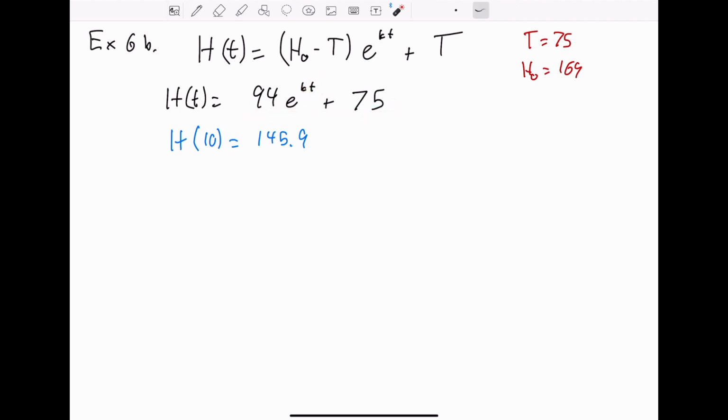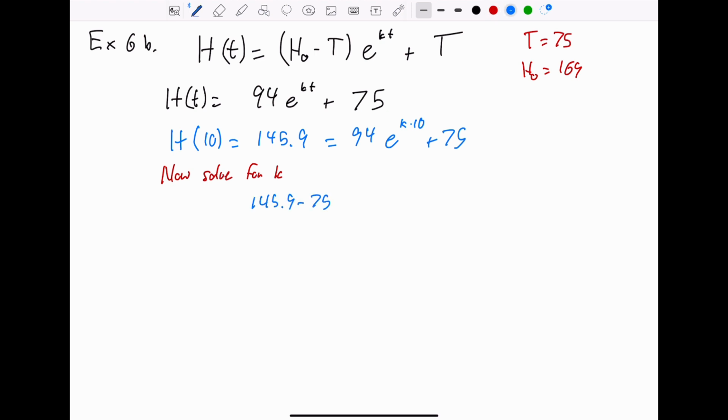I can solve that and find the value for k. So h of 10 equals this 145.9 degrees, and now I'll put in 10 for t. This also equals 94 e to the k times 10 plus 75. Now I want to solve for k. So to solve for k, I'm going to subtract 75 from both sides. I'll have 145.9 minus 75 equals 94 e to the k times 10. I'll divide both sides by 94. If I divide both sides by 94, it cancels on this side. So I have e to the k times 10 equals this fraction here.